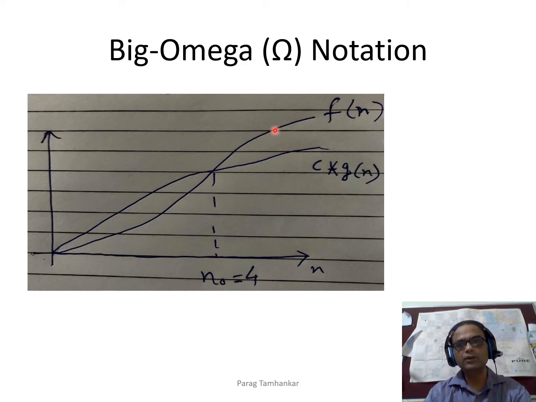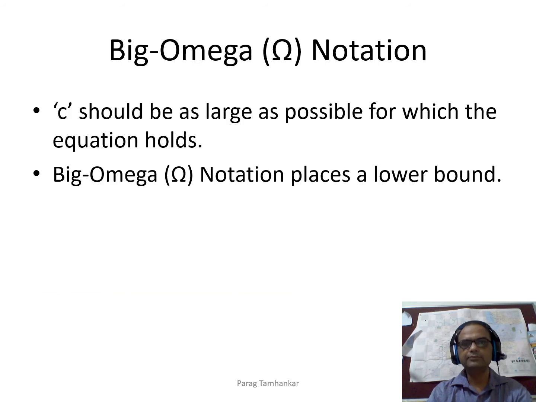In case of big O notation, we have placed an upper bound. In big omega notation, we are placing a lower bound, that f of n should never go below this, right? So f of n is always greater than or equal to c into g of n. So c should be as large as possible, for which the equation holds, and big omega places a lower bound.